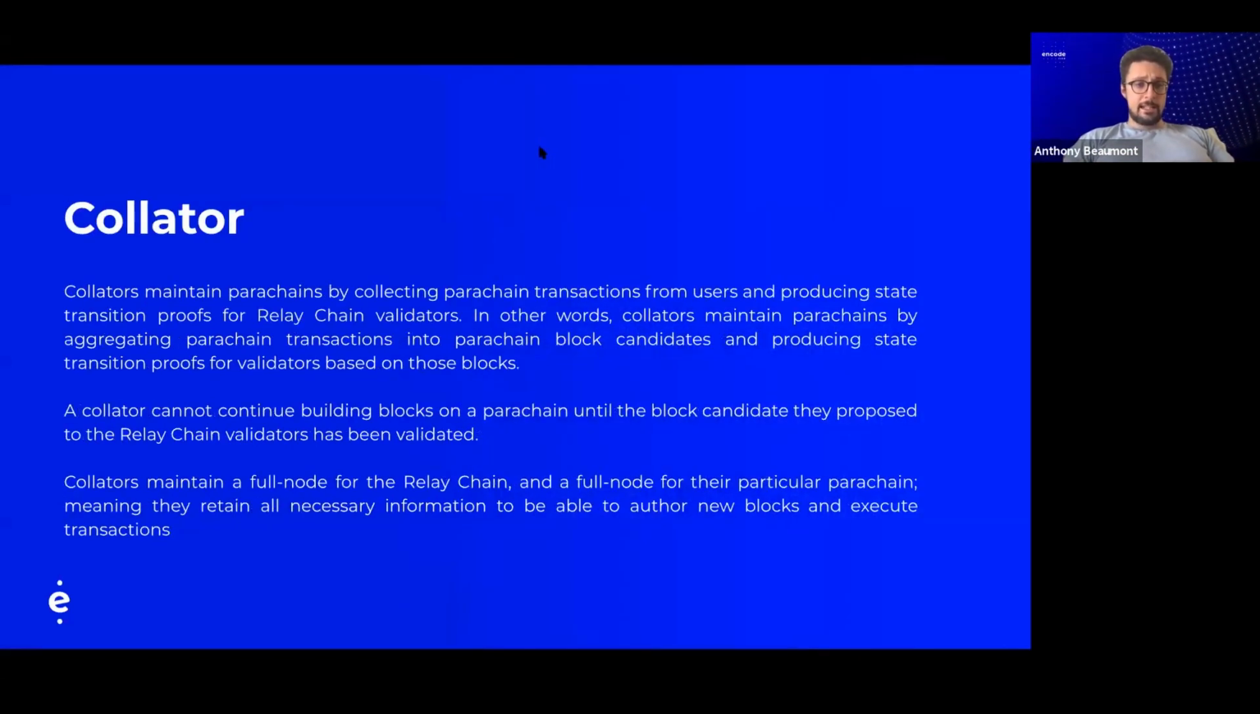And last but not least, collators maintain parachains. I'm going to have some more water, sorry. It's a very hot day and I'm losing my voice.